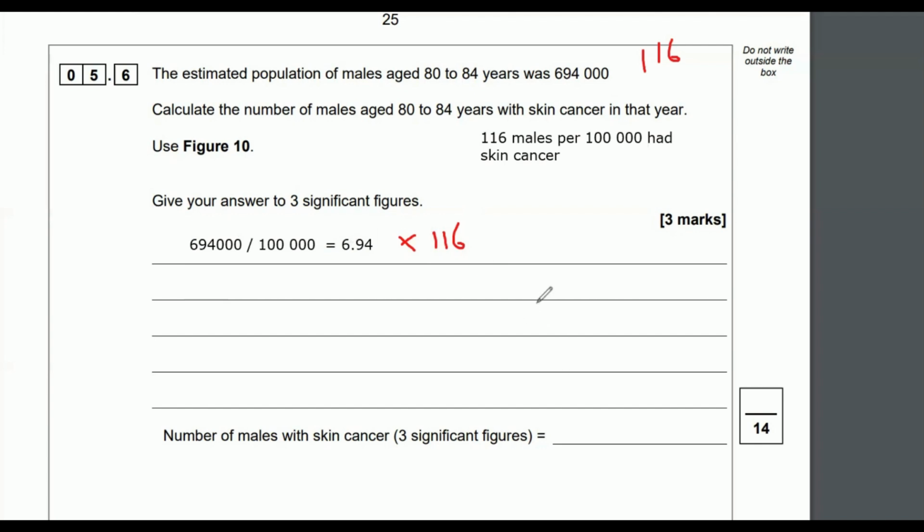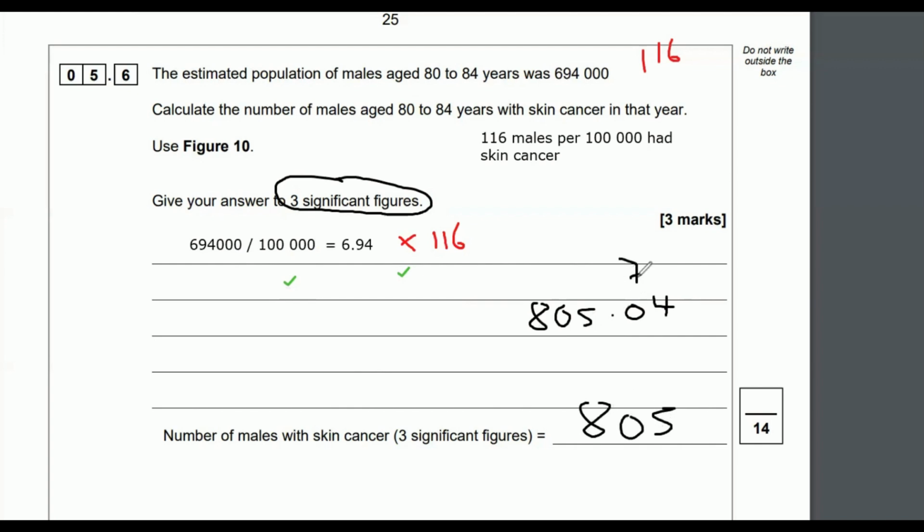And when you do that, you're going to get something along the lines of this in your calculator. It told us 3 sig. So if you leave that as your answer, you will only score 2 marks. One for working out the 116, one for doing the calculation. And the last mark is for the answer to 3 sig. So the actual answer to 3 sig is 805. If this had been 805.74, then that would round up to 806. But it's not. It's 805.04. So 805 is your final 3 sig.